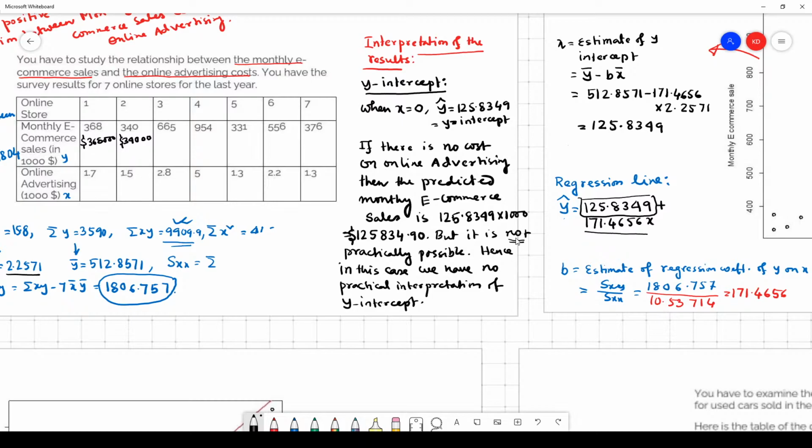Thank you. So now, slope. Interpretation of slope.